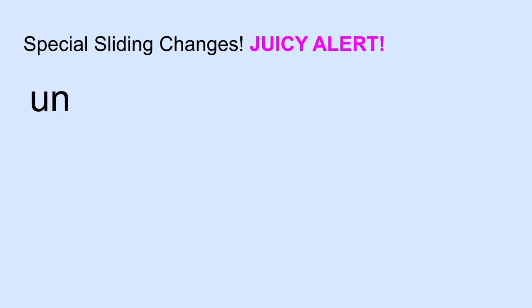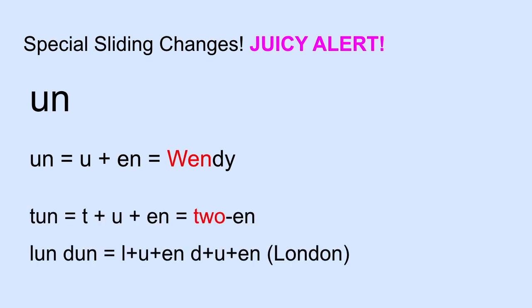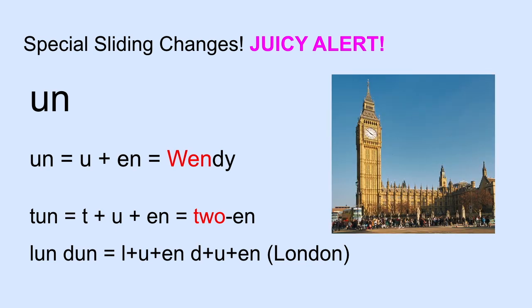Next one is UN. UN is actually U-E-N, as in the word windy. Win, win. Let's try a few examples. T-U-N, twin. And then the next one is the Chinese way to pronounce the city London. Luan, Duan. Okay, that's all the special slidings there are.